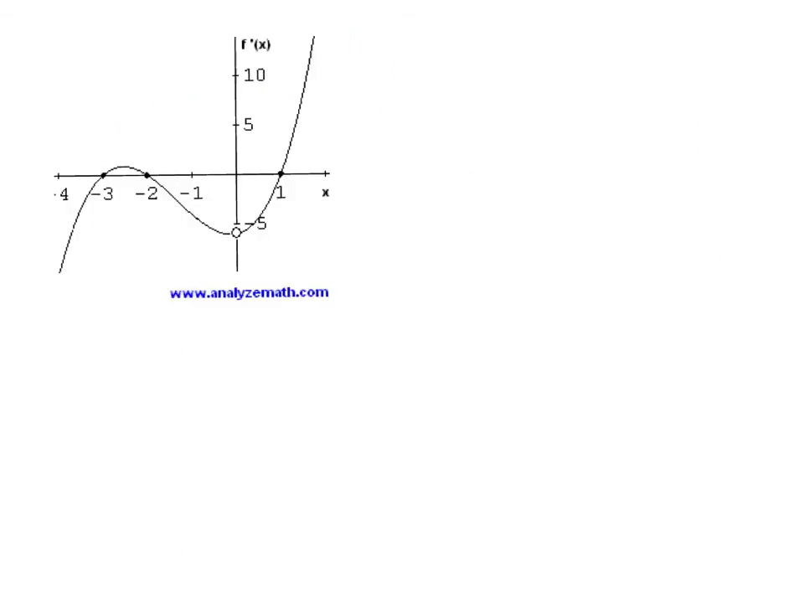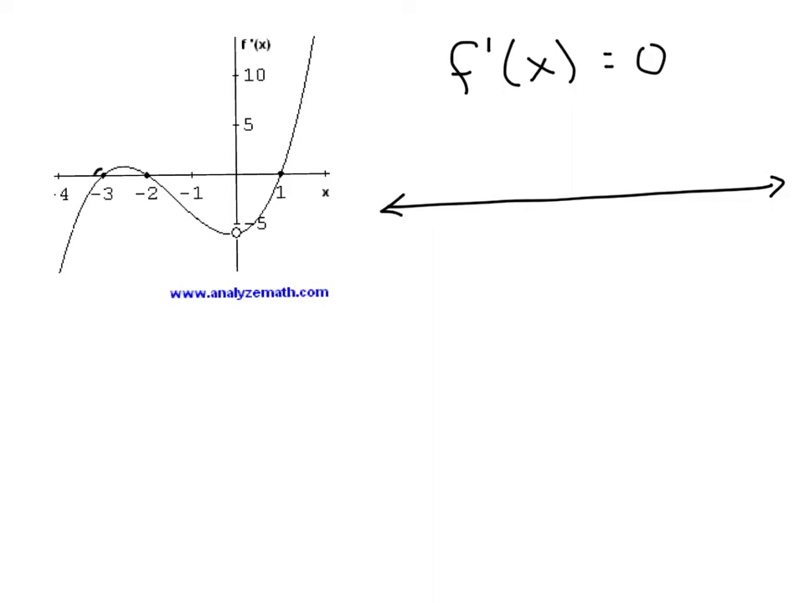Again, I think it's extremely beneficial to go ahead and make your sign chart. Mentally we're setting f prime equal to 0, and we're going to grab critical points at -3, -2, and +1. I want you to take pride in having the cleanest, nicest, sharpest looking sign charts imaginable.